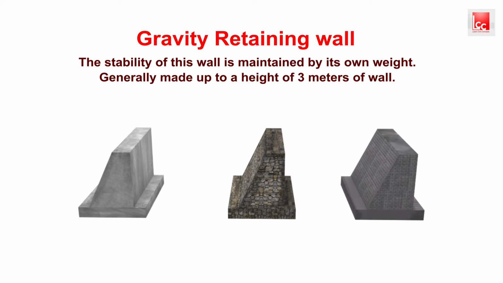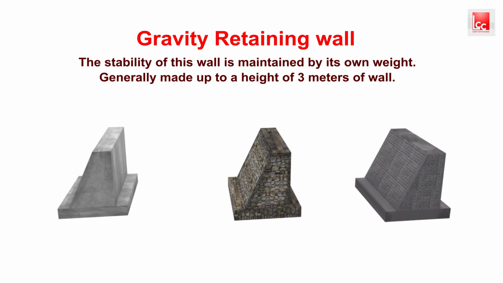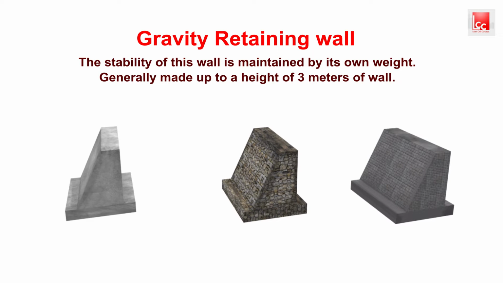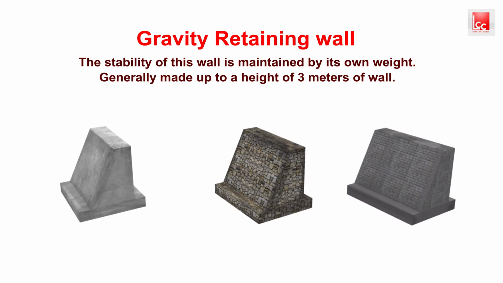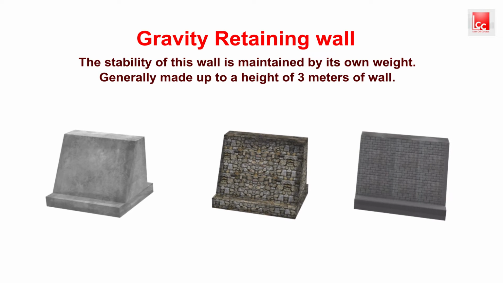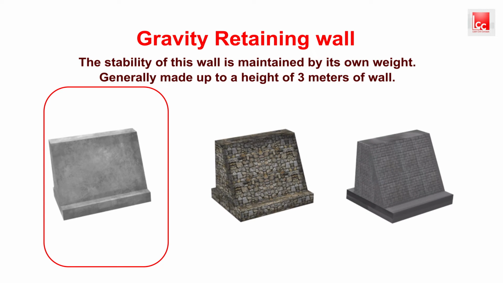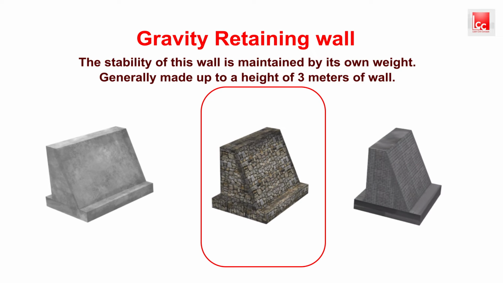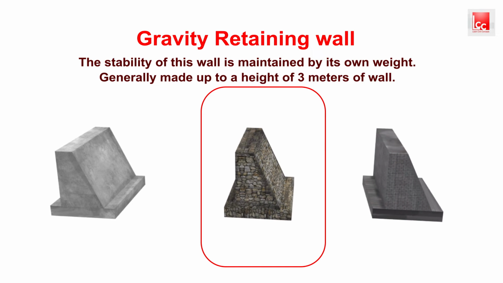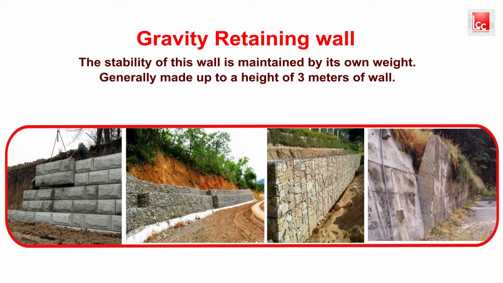Now we will see gravity retaining wall. The stability of this wall is maintained by its own weight, generally made up to a height of 3 meters of wall. These walls are bigger in size, usually built in stone masonry, rarely in plain concrete. As you can see in the model, first one is plain concrete, second one is stone masonry, middle one stone masonry, and third one is made from brick. You can see these walls in remote areas where heavy stones are easily available.